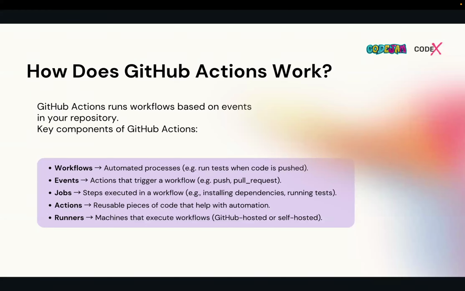We have to be concerned about workflows, events, jobs, actions, and runners as well. What are they? Basically, workflows are the automated processes, like as mentioned here: run tests when code is pushed, lint the code file according to the best practices of Python code, lint this code according to the best practices of a Dockerfile. That means check whether the code is well formatted according to the Terraform file.